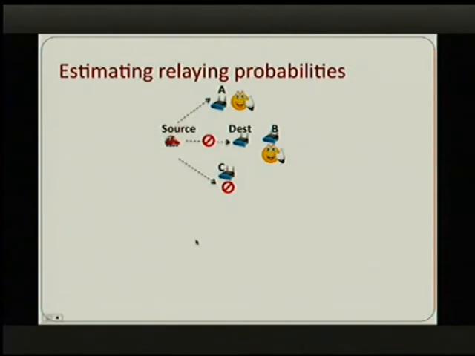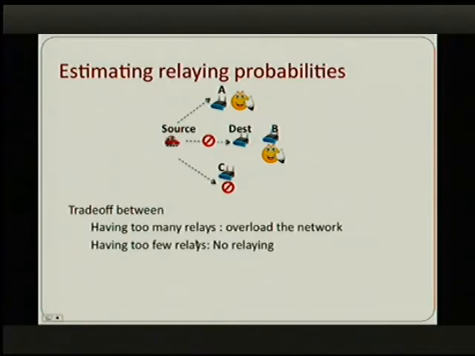So let's get back to how you would actually estimate these relaying probabilities. So A has to figure out with what probability it should send a packet. Notice that this relaying probability is actually a trade-off between having too many relays. Suppose my relaying probabilities are too high, everybody will decide to send data and you will overload the network. And having too few relays, because if the relaying probabilities of all the neighbors are very small, then nobody will relay and you won't really be leveraging overhearing.